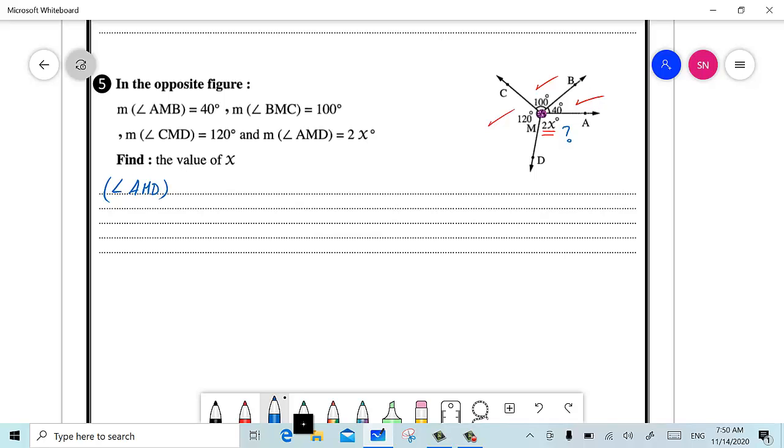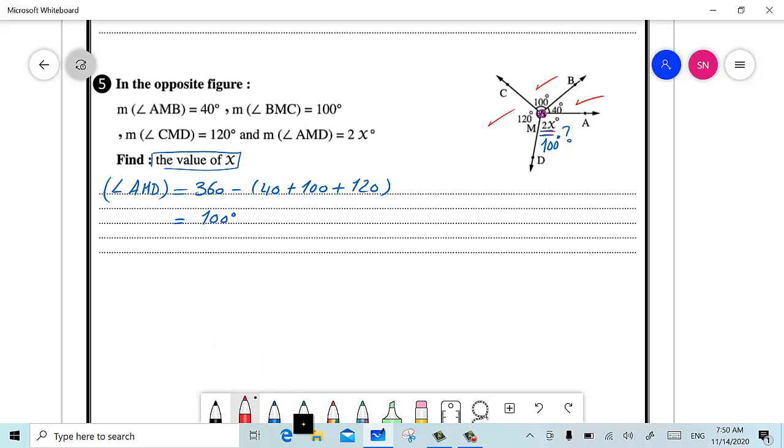I know that all of them are accumulated around one point, so it is 360 minus the addition of the other angles, 40 plus 100 plus 120. And here I will have an answer equal to 100 degrees. I know now that this angle is equal to 100 degrees, and this angle, he told me, is 2x. Let's go now and see. We will find that he needs to find the value of x.